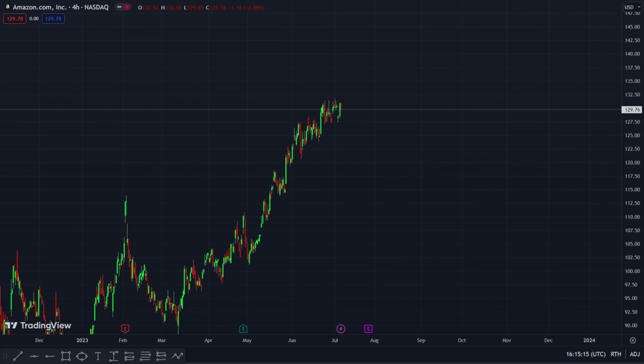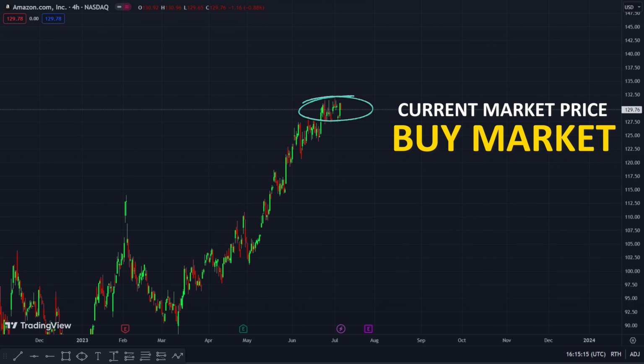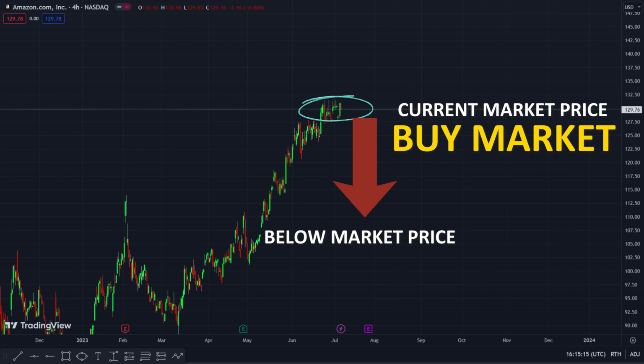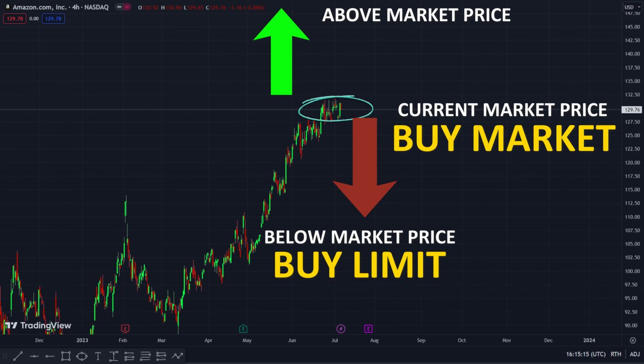Currently, you can see we're at the market price. So if we want to buy here, we would just use a buy market order. Now, below the market price, if we want to get in below this market price, we would put in a buy limit, as you can see over there. And if you want to get above the market price, then you would use a buy stop.